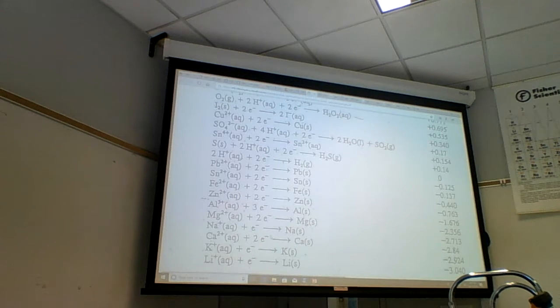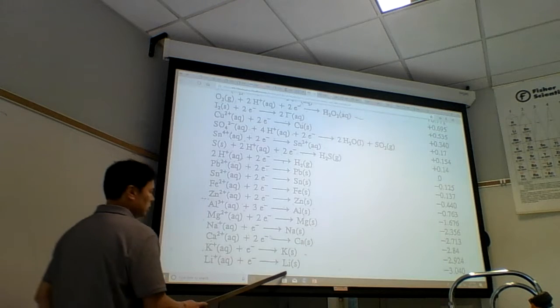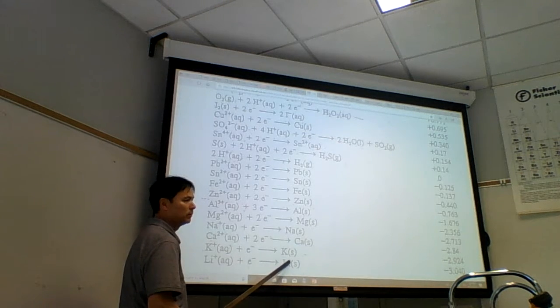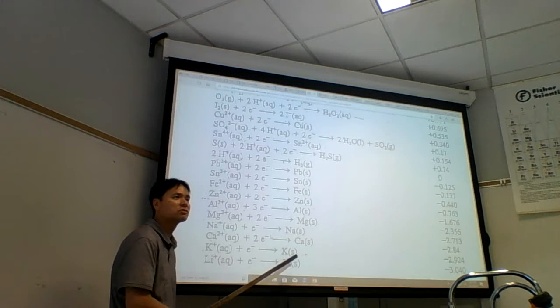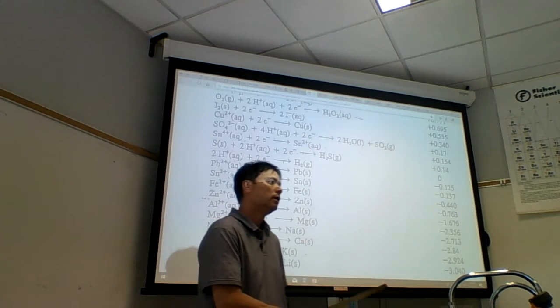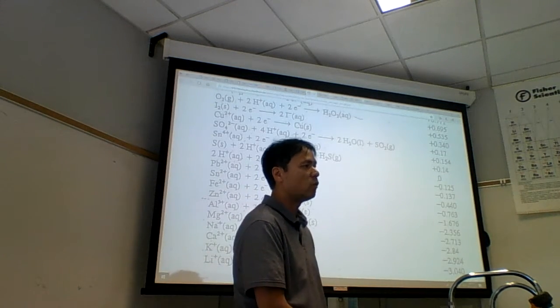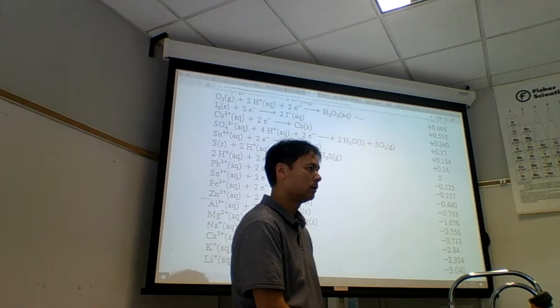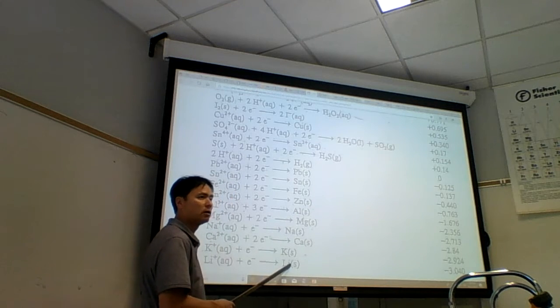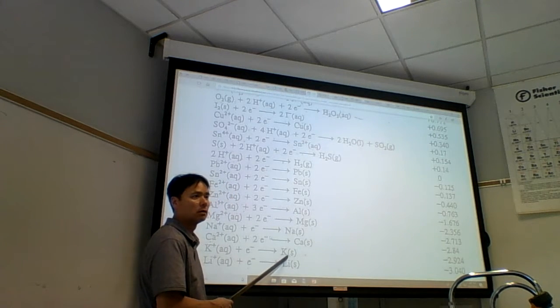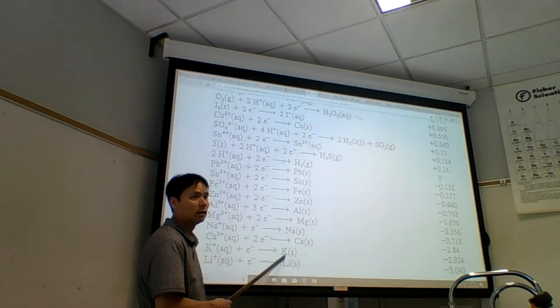And so what's the strongest reducer here? Lithium. Lithium is highly flammable. You've got to watch out. Lithium fires are extremely nasty. Lithium fires are extremely difficult to put out. You do not put out metal fires using water. You would never try to put out a lithium fire using water. You know why?